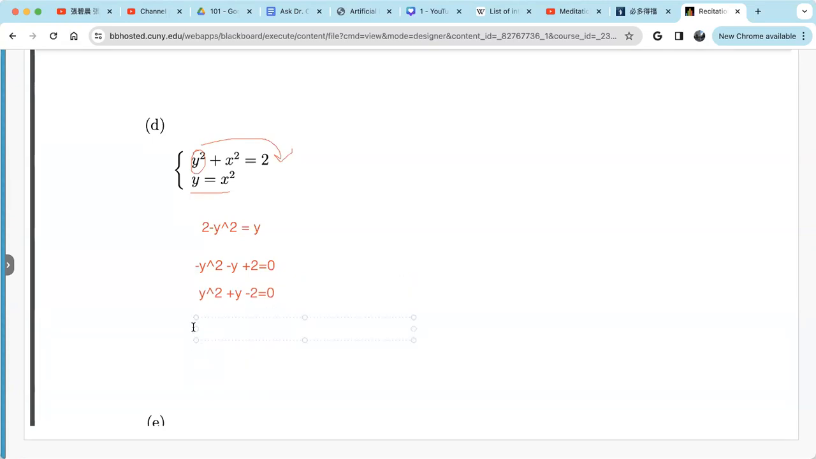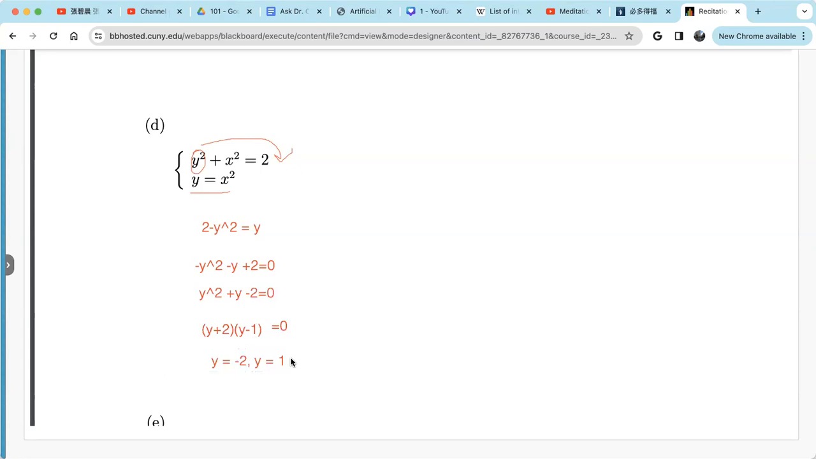Now this one is factorable. It can be factored as y plus 2 times y minus 1 equals 0, of course. That gives us two solutions, y equals -2 or y equals 1. Once y is solved, we can solve for x. For y equals -2, this is a complex solution, but we're in the real number system, so let's forget about y equals -2. So we just have y equals 1.